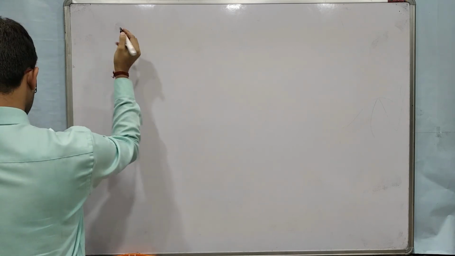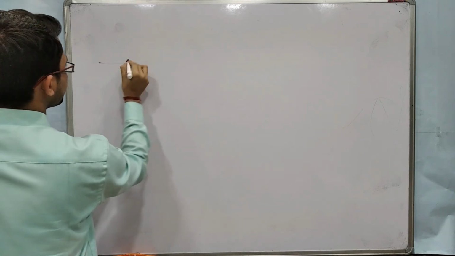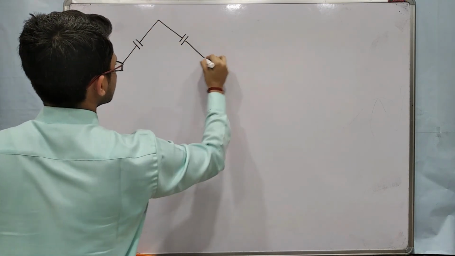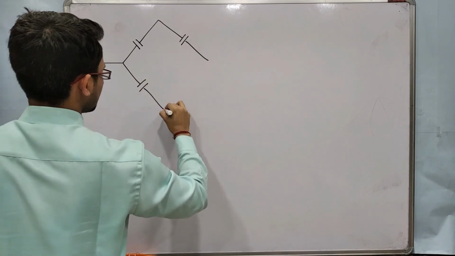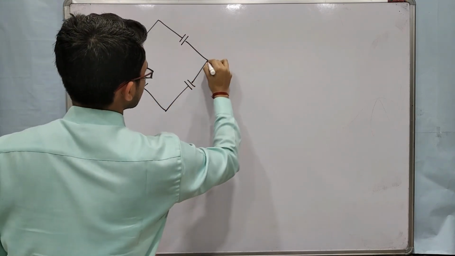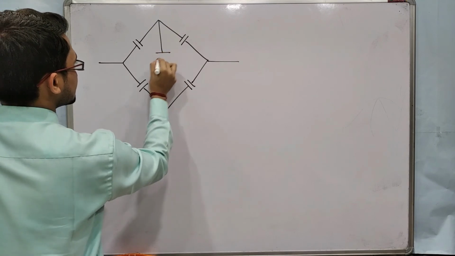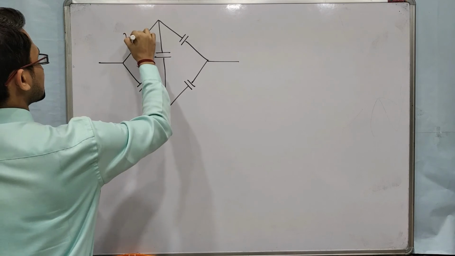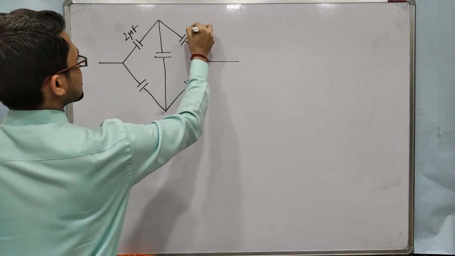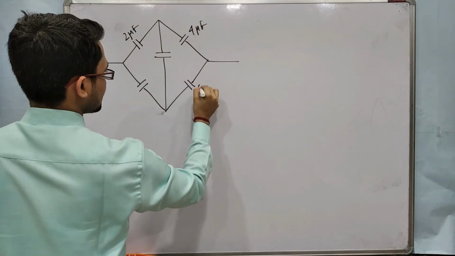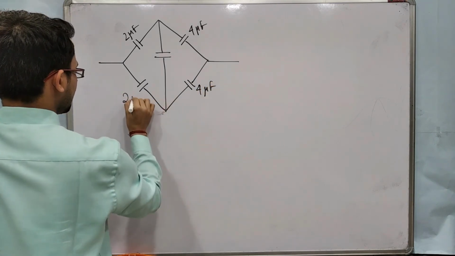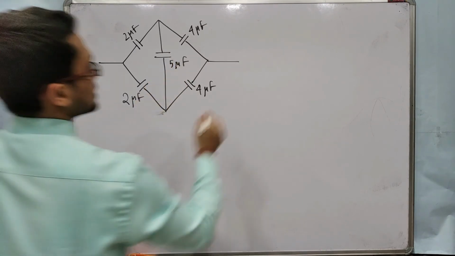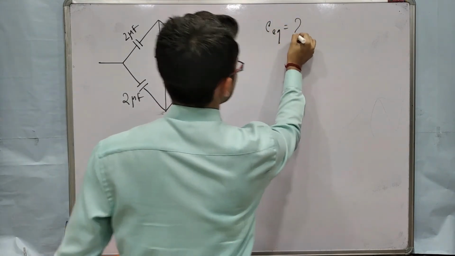What was the number? I forget. So this, and there is another capacitor. Okay, so there are 2 microfarad, 4 microfarad, 4 microfarad, 2 microfarad, and this is 5 microfarad. You have to find the equivalent capacitance of this circuit.